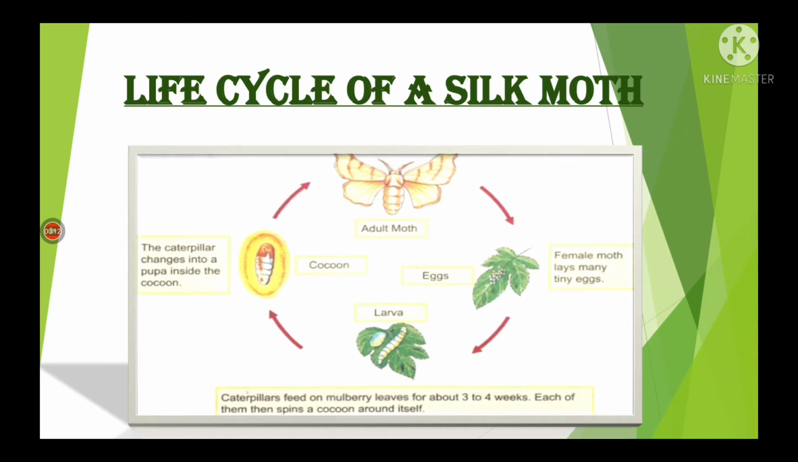Then from those eggs, caterpillars hatch out. Caterpillars feed on mulberry leaves for about 3 to 4 weeks. Each of them then spins a cocoon around itself. Then the caterpillar changes into a pupa inside the cocoon. Then after 3 to 4 weeks, the adult moth comes out.